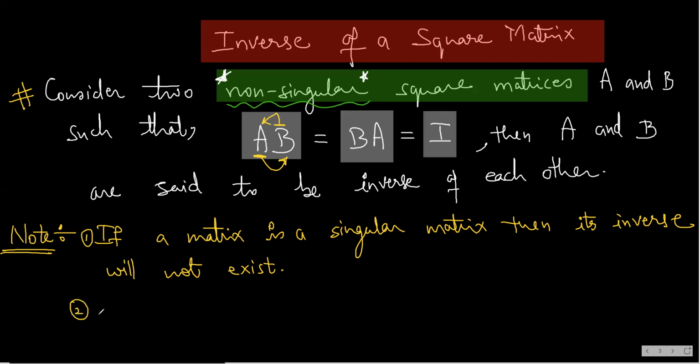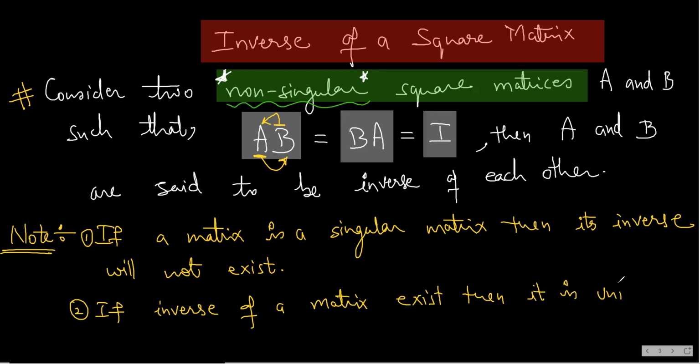Second, if the inverse of a matrix exists, then it is unique. Now what does it mean? Suppose I give you a matrix here, and it is a non-singular matrix.